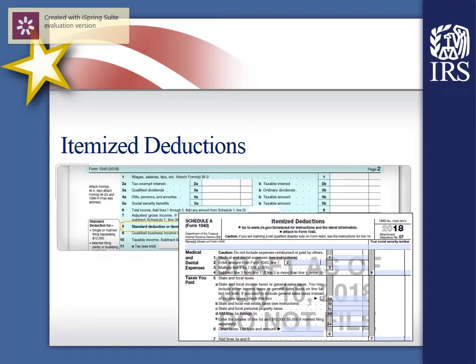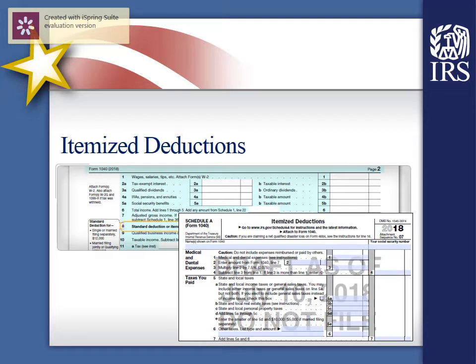In our prior video, we talked about some of the income which taxpayers must recognize on their tax returns. In this particular video, we're going to talk about some of the deductions which taxpayers are allowed to take in order to reduce their taxable income, which ultimately will allow them to reduce the amount of tax which they will owe on their tax return.